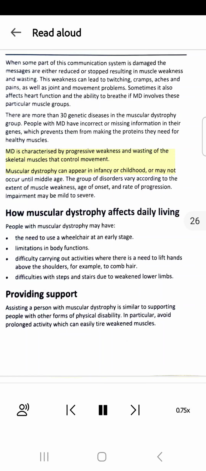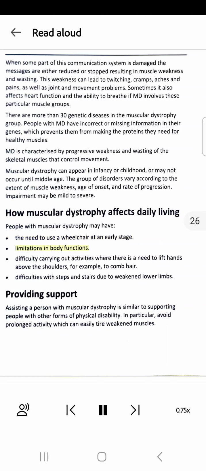Muscular dystrophy can appear in infancy or childhood, or may not occur until middle age. The group of disorders vary according to the extent of muscle weakness, age of onset, and rate of progression. Impairment may be mild to severe. How muscular dystrophy affects daily living. People with muscular dystrophy may need to use a wheelchair at an early stage.